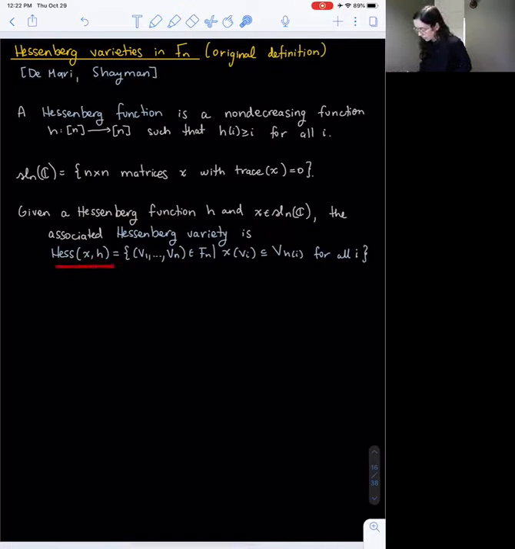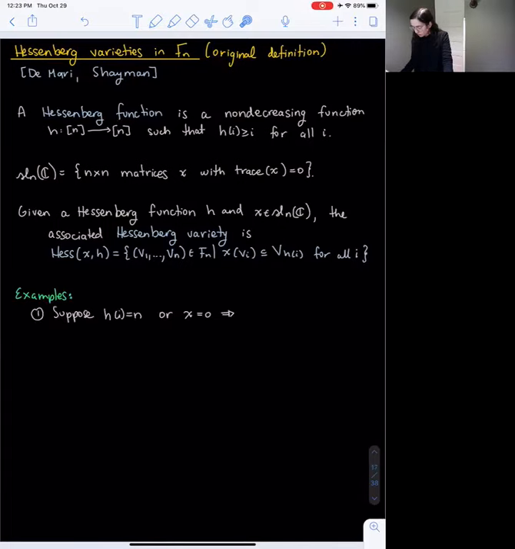And then your Hessenberg variety is just going to be the elements in your flag variety such that the image under X of the i-th subspace of your flag is going to be contained in the h(i)-th subspace of your flag, for all i. Okay, so one has to do examples to understand what it is, but at least in terms of the equation, I think it's clear. And so let's look at some examples. One is going to be very concrete, and for the other two, you'll just have to trust me.